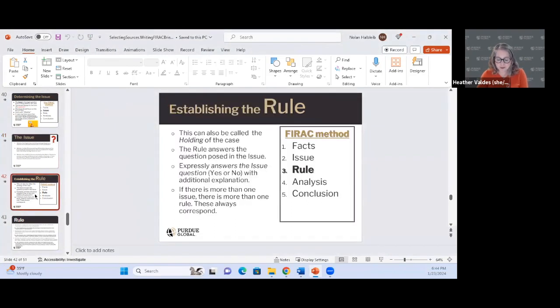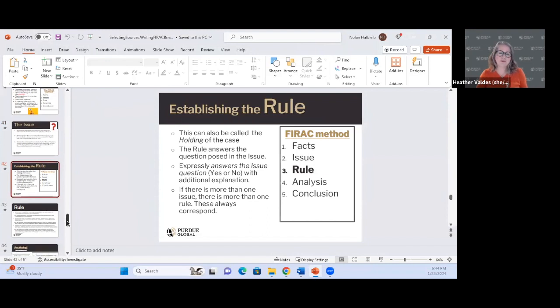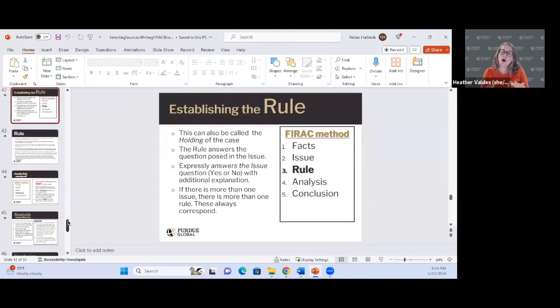Next, we're going to establish the rule. The rule is also called a holding, and it answers the question posed or the issue. Oftentimes, we will start with a yes or no, answering that whether question. If you have more than one issue, you're going to have more than one rule. Next slide.